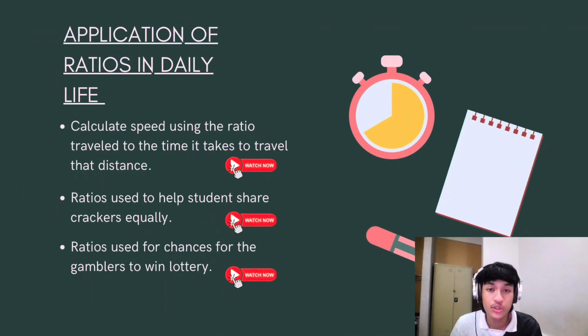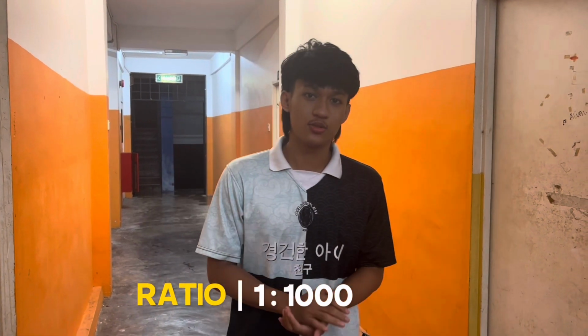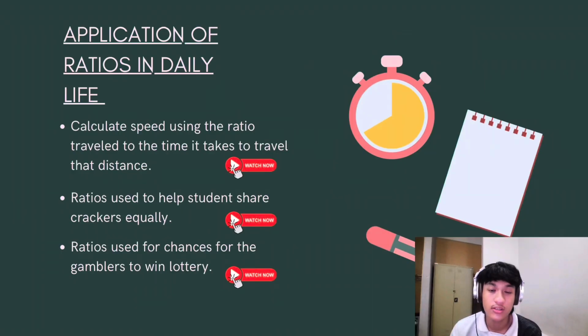Lastly, ratios can be used for the chances of gamblers winning the lottery. Here's the example video. Casinos use various ratios in their operations for their players. So the last example: MUAZ has 1 out of 1,000 possibilities to win the lottery. That is all for applications of ratios in daily life.